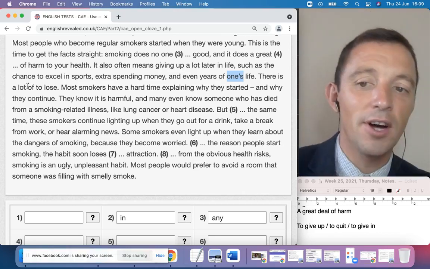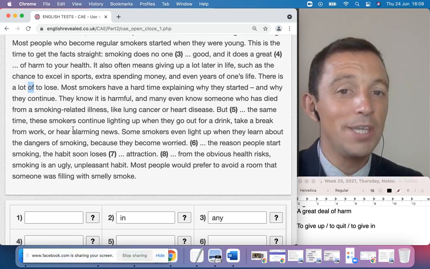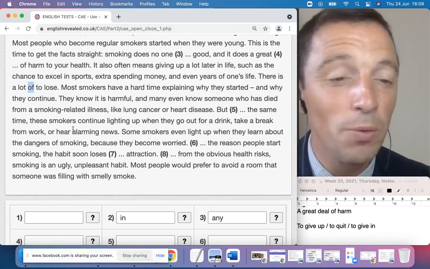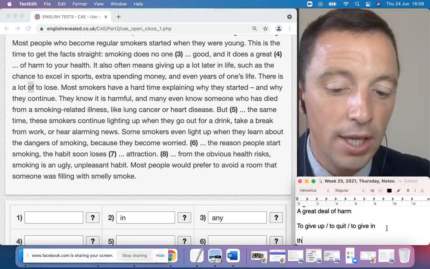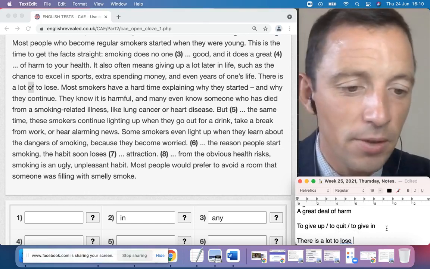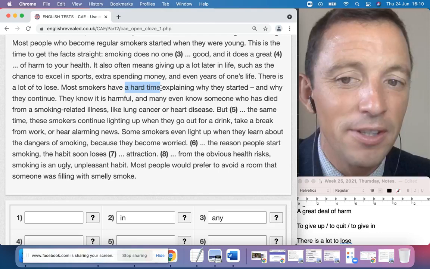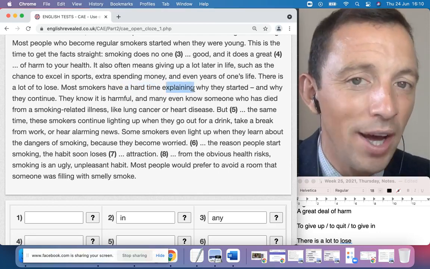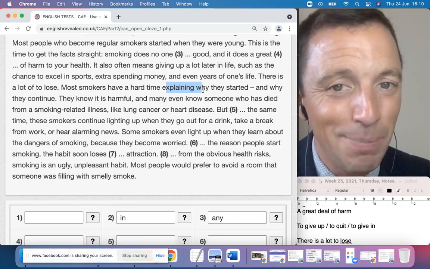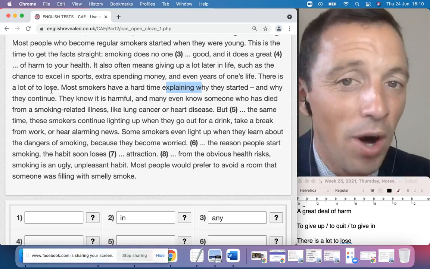There's a lot to lose. I think this is an error because normally we say a lot of time, a lot of energy, a lot of food. So I think we just say a lot to lose. That's the most typical structure. There is a lot to lose. Most smokers have a hard time, a difficult situation explaining why they started. So most smokers have a difficult job explaining the reason, the motive, why they started and why they continue.